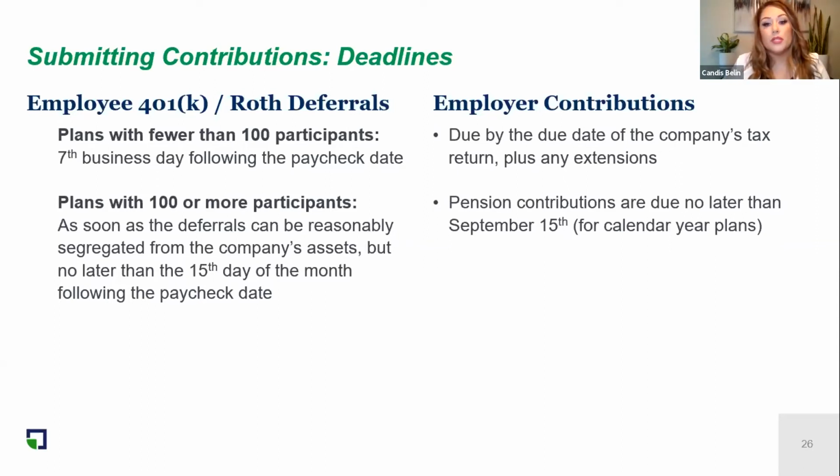Employer contributions are due by the due date of the company's tax return plus extension. So if you're making contributions for 2020, those are due when you file your 2020 tax return next year. And pension contributions are due no later than September 15th for calendar year plans.